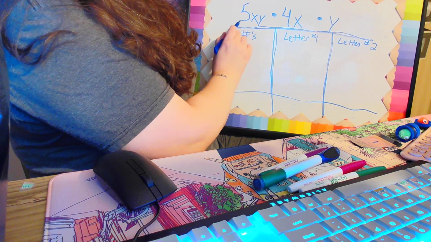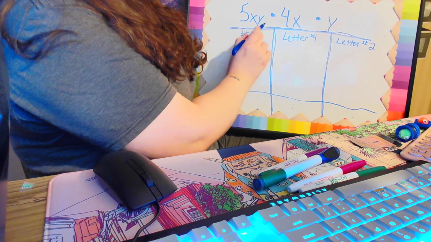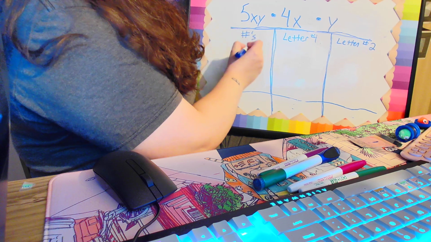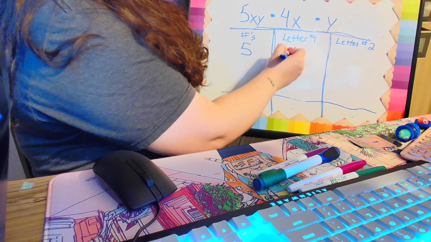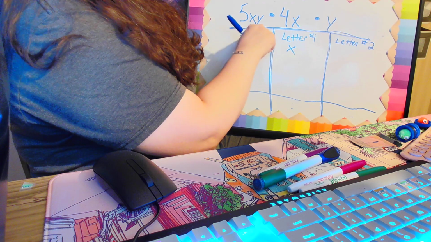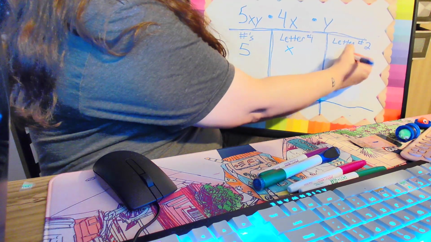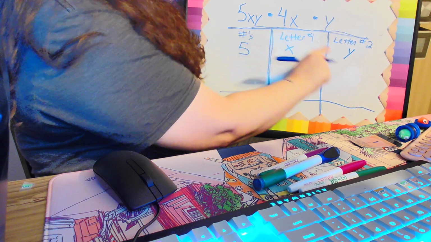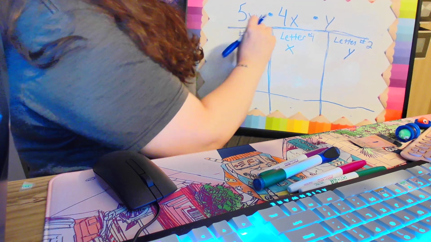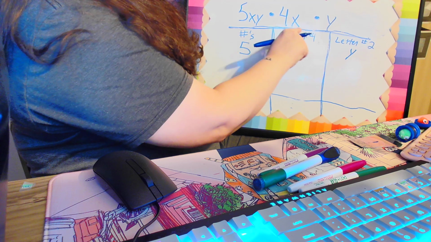Ready? First, we're going to look at this first part. We've got a number, and the number goes in the number spot. We've got our first letter, which goes right here in the letters. We've got our second letter, which goes over here in the second letter spot. So that's taken care of. Cool. Now let's move to the next one.